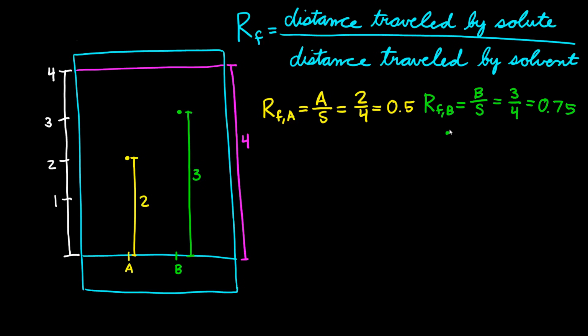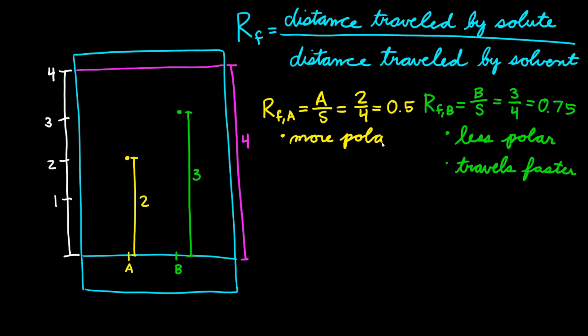So we'll show that here. Compound B is less polar. It travels faster in the mobile phase, whereas compound A is more polar and travels slower in the mobile phase.